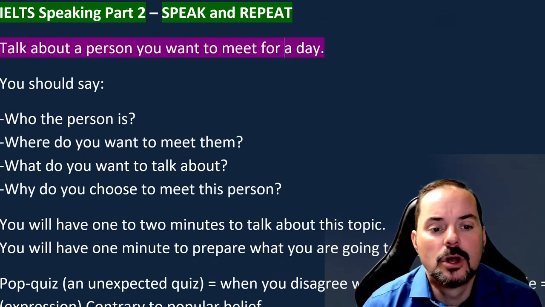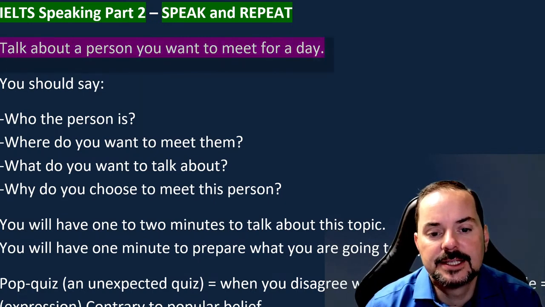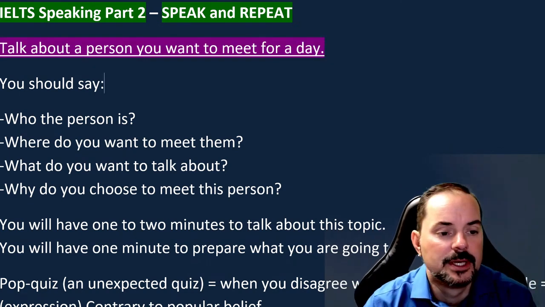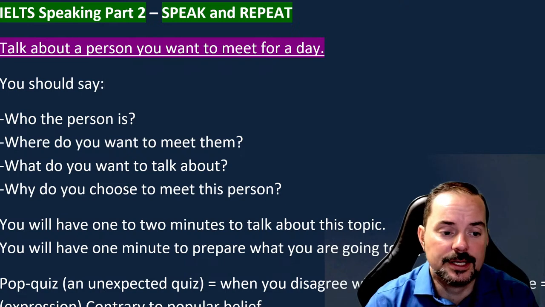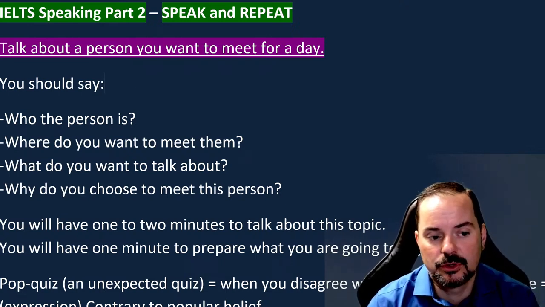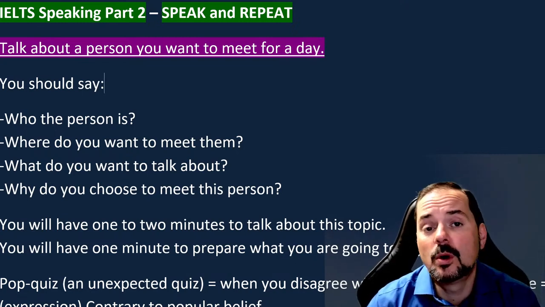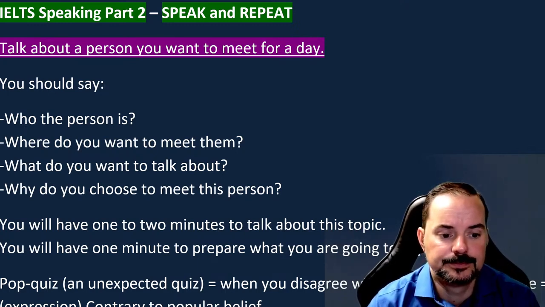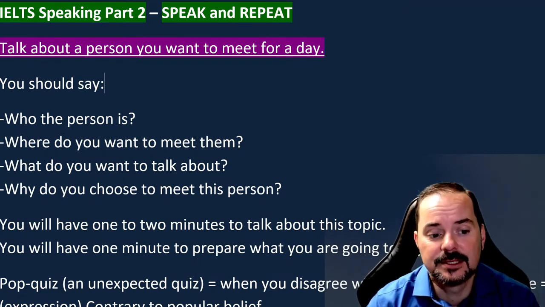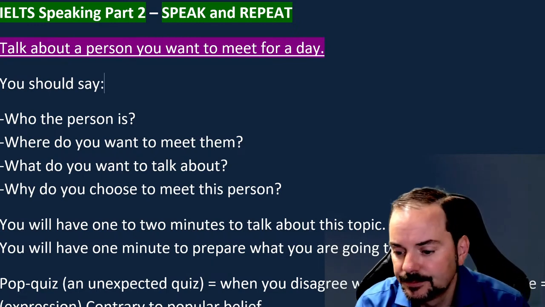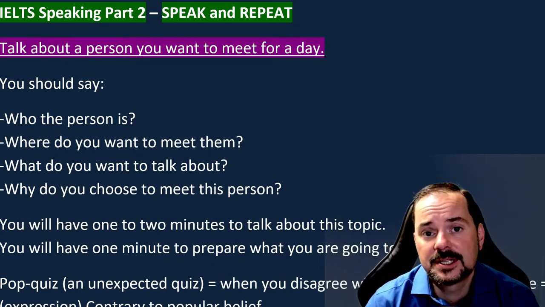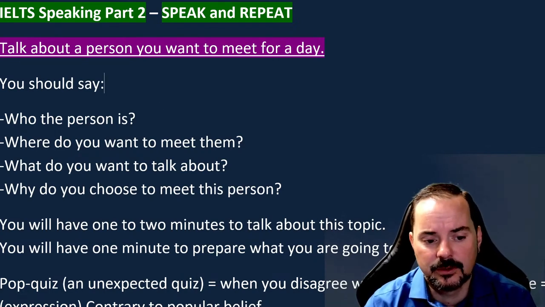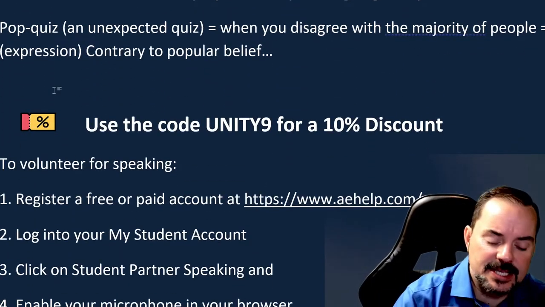Okay. So you look at the card. Now read this sentence again. Even though the examiner has read it for you, read it again. Talk about a person you want to meet for a day. You should say who the person is, where you want to meet them, what you want to talk about, and why you choose to meet this person. Now, if you're having difficulty understanding, definitely read it a second time. And even if you think you understood the card, make sure to check those questions as you're speaking. All right, now you realize that in this case, I have to talk about a person.